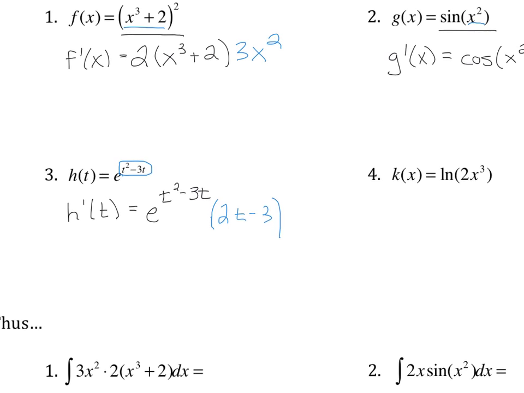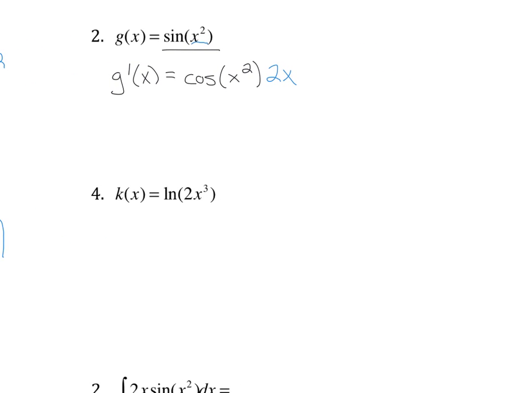And last but not least, we have function k. So k prime, the derivative of natural log anything is 1 over that anything. And then we must do chain rule with the inner function. And when we do that, we will get times 6x squared. Now, yes, many of these can be cleaned up and simplified, but for now, I'm going to leave it.